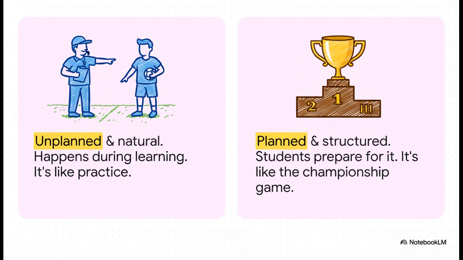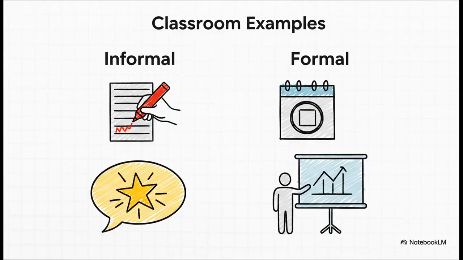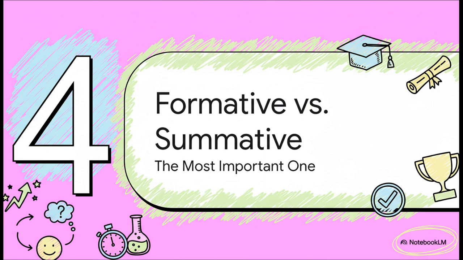On the other side, you have formal assessment. This is planned, it's structured, students know it's coming, and they prepare for it. This is the championship game. So what does this actually look like in a real classroom? Well, an informal assessment could be as simple as hearing a student say, "I go yesterday," and you quickly say, "Oh, you mean went?" Or even just giving praise like, "Excellent work, Sarah." A formal assessment is what we all picture: a weekly quiz, that big final project, or the end of unit presentation.